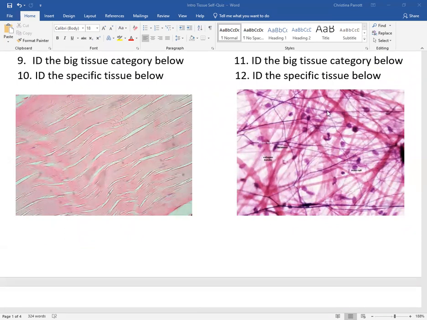Over here to the right-hand side, number 11 and 12, you're seeing the spider web with the bugs. So that means the spider web with the bugs is areolar. So number 11, what is the big tissue category? That would be connective. Number 12, what is the specific tissue? That is areolar.